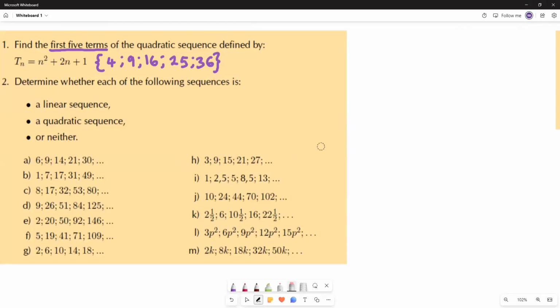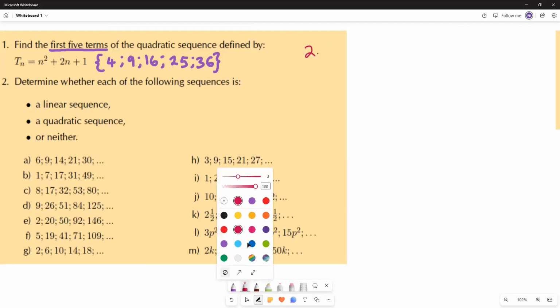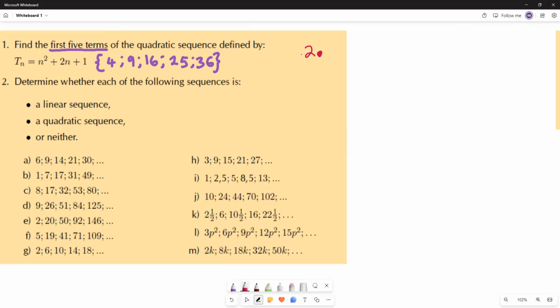Awesome. So we can now go to 2. Let me increase the size of the pen. So ladies and gents, on 2, they say determine whether each of the following sequences is a linear sequence, a quadratic sequence, or neither. Here I'm going to be selective, because the repetition is the same and they follow the same trend. So I'm going to choose A as the first one. Let's do 2A here.